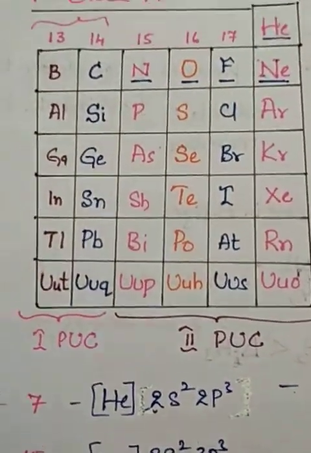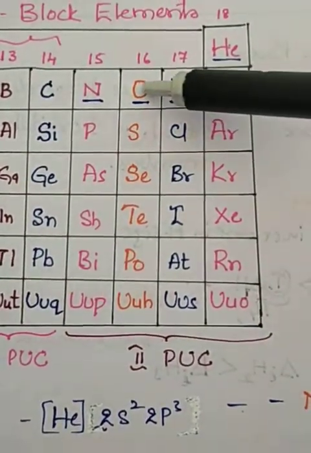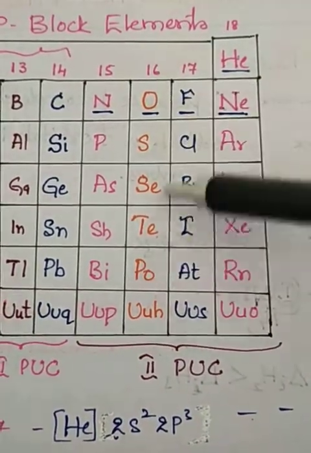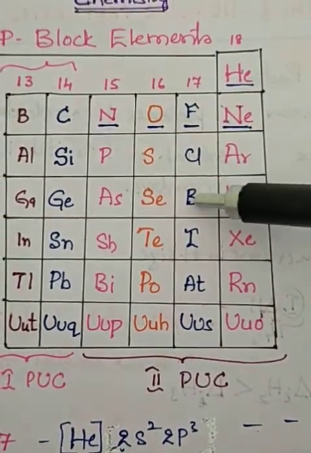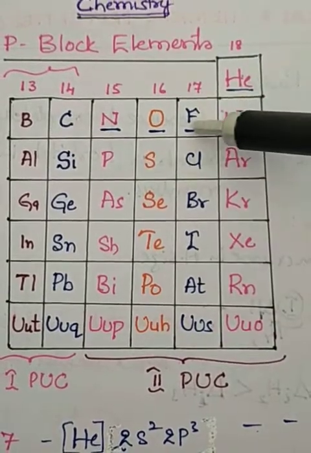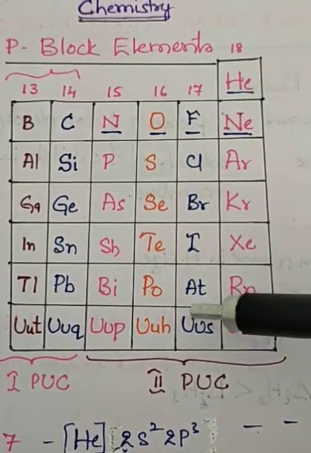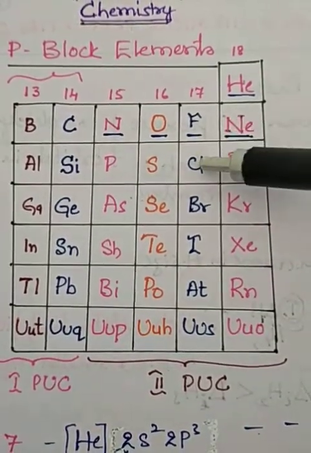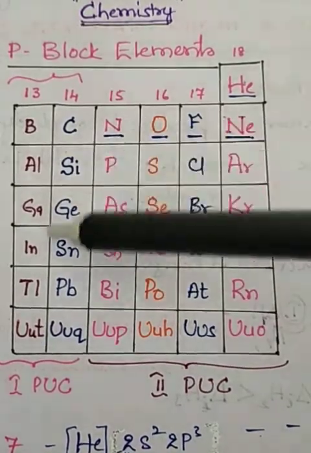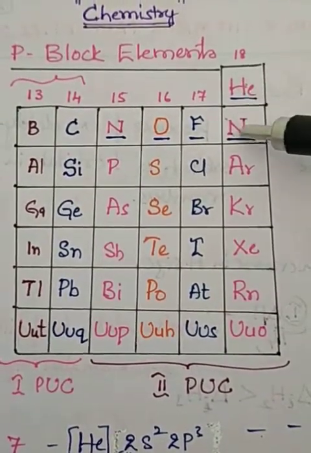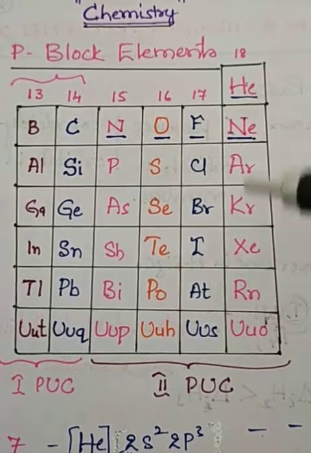So one method is just to remember, and another method you can go for: fluorine, chlorine, bromine, iodine, astatine. You can learn the elements like this: helium, neon, argon, krypton, xenon, radon.